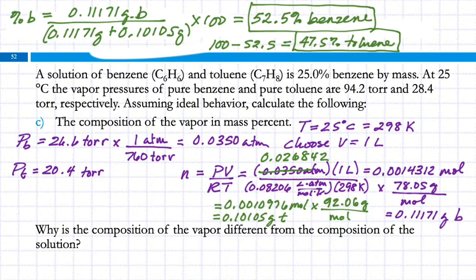Why is the composition of the vapor different than the composition of the solution? The solution was 25% benzene. The vapor is about half benzene. Are these compounds equally volatile, or does one evaporate more quickly than the other? We can look at their pure vapor pressures. Benzene's 94, toluene's 28. Toluene is less volatile. It doesn't evaporate as well. So even though there's more toluene in the solution, we end up with less in the vapor.